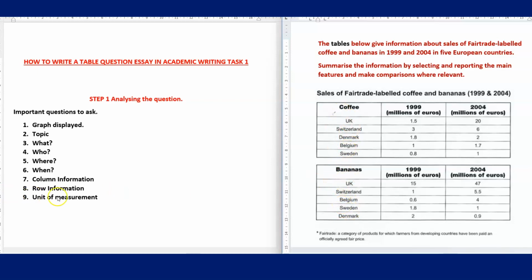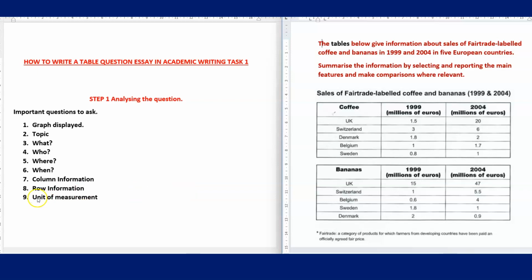Okay, and if you take the row, the row refers to the horizontal. So the horizontal, we have that of the 2 years. So we have 1999 and then the 2004 column. So 1999, 2004 column. And that of the vertical is about the coffee, banana, and then the 5 countries that we have been talking about. So these are the information we have here.